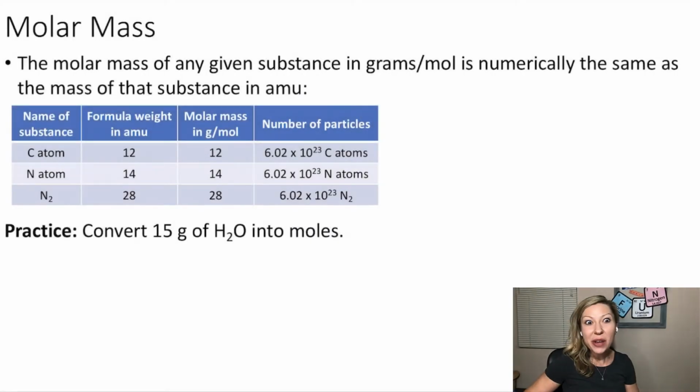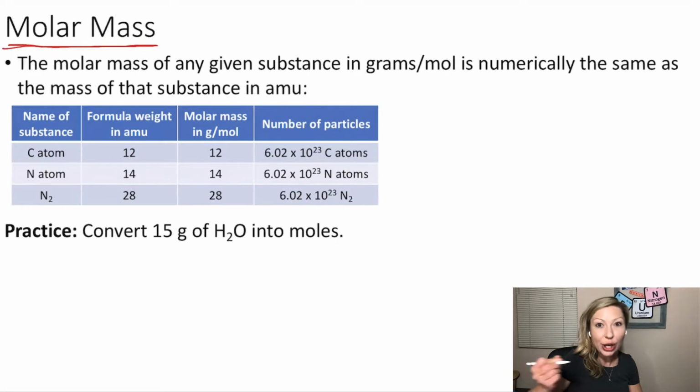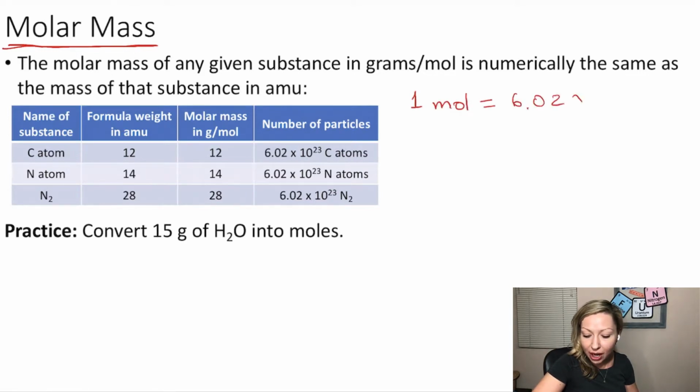Hello, guys. Today we are talking about a very important topic, molar mass. It is very useful for chemists. But to understand how we can use molar mass, let's go back to moles. So we know that 1 mole of something is just 6.02 times 10 to the 23rd of that thing.